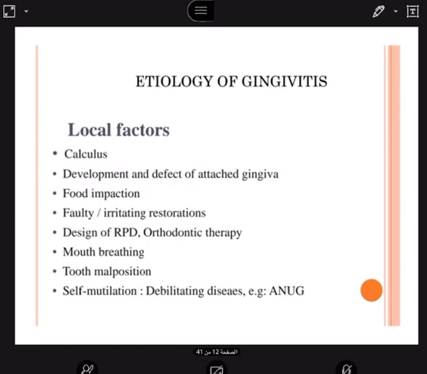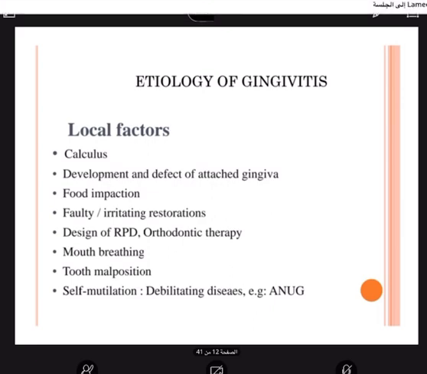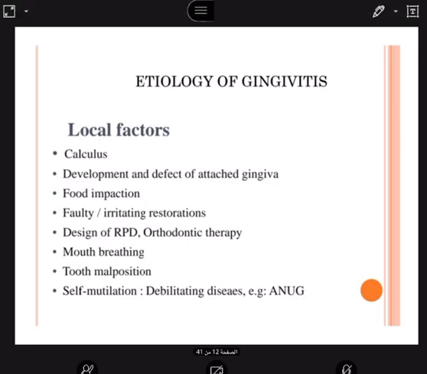Now coming to the etiology, we have local factors like calculus. All of you know about this. Development defect of the attached gingiva is another issue which actually leads to gingivitis. If there is any defect in the attached gingiva, it can lead to what? More gingival recession and gingival problems, infections, etc.